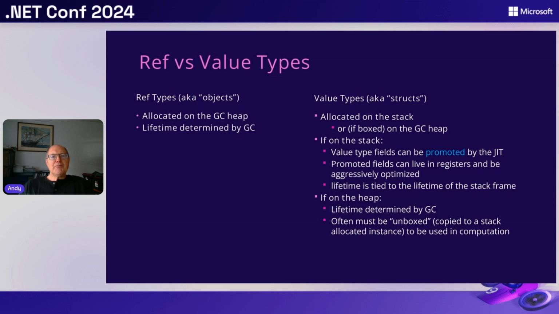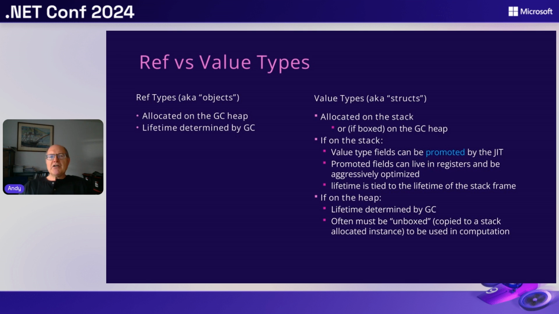There are ref types and there are value types, or sometimes we would call those objects and structs. Ref types are classes, and ref types are things that are allocated always on the GC heap historically. Their lifetime is determined by the GC, and that's one of the big values that the GC brings. You can create an object, you don't have to do anything explicit to deal with the fact that the object is eventually going to become uninteresting and that storage can be reclaimed and reused for something else. The GC figures it all out for you.